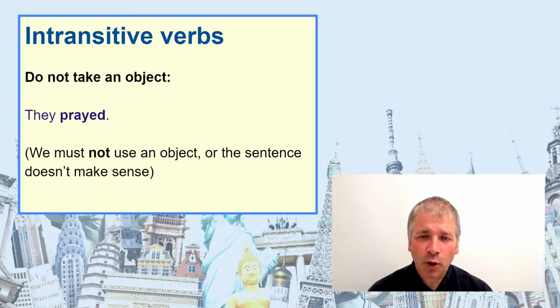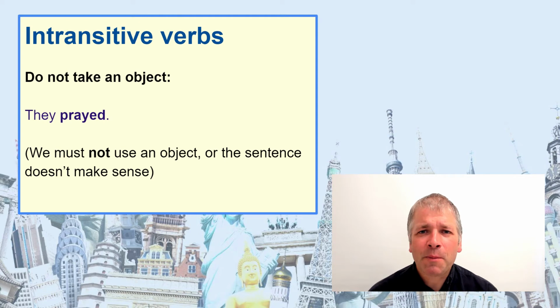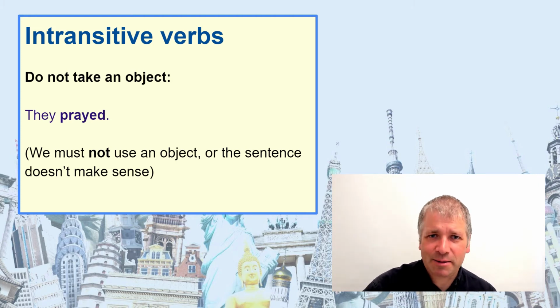Intransitive verbs do not take an object, and here the sentence doesn't make sense if we do try to use an object. Look at the example. They prayed. We don't say they prayed it, or they prayed the chair, the boy. If we put an object afterwards, it doesn't make sense. The verb itself is enough to convey the meaning we need. They prayed. The sentence finishes there. We must not use an object, or the sentence doesn't make sense.